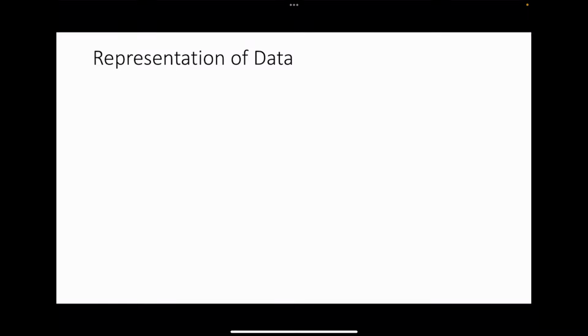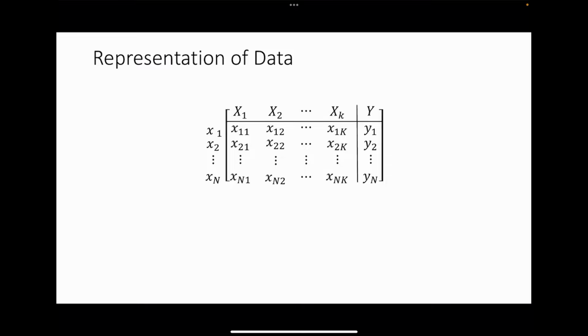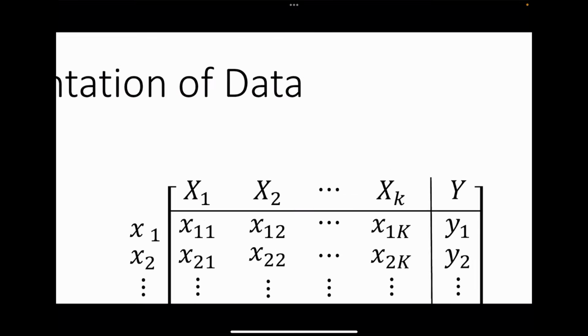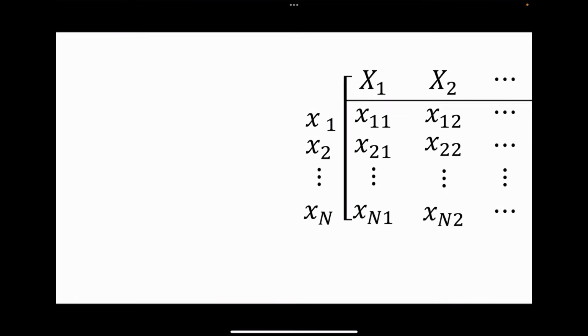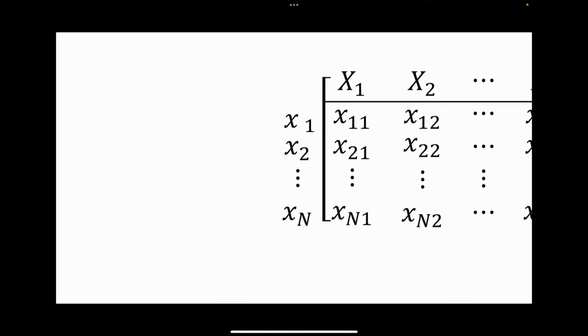Now, what is the representation of data? If we want to figure out the mathematics behind the algorithms, we want to have a specific representation for the data. Our representation for the data is of a matrix form. These x1, x2, xk refer to the attributes, and this y represents the target label. The small x1, x2, xn represent the samples available to us. So x1 is the first sample, and assume we have n samples.